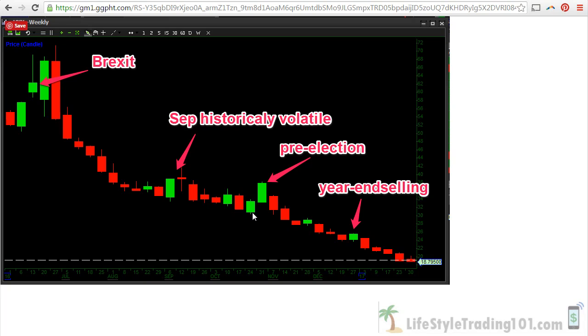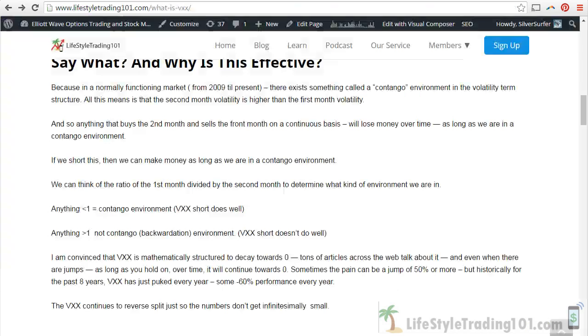When there's a rally, there's typically fear in the market. So you can think of fear in the market before the election. Historically, in September, there's a lot of volatility. On December 31st, there's a lot of year-end selling on that last day. But everywhere else, you see red. And so this makes for a very high probability short on the VXX.